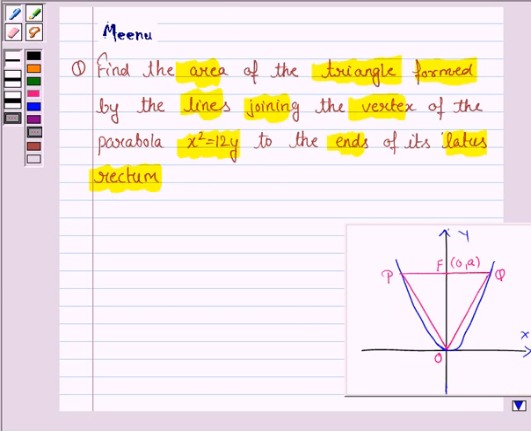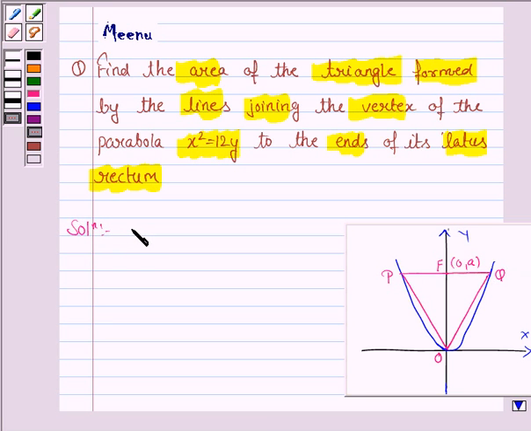So here we have to find the area of the triangle joining the vertex of the parabola to the ends of its latus rectum. And latus rectum is the line passing through the focus. So let us now move on to the solution.